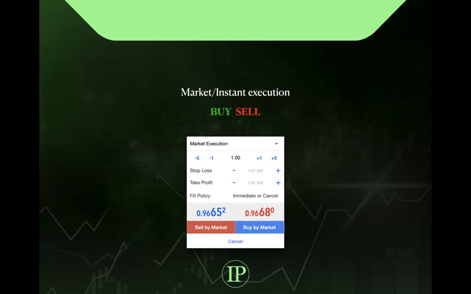So market execution means instantly, right now, as soon as I press this button, I will be filled in my position. So you can either sell by market or buy by market, which means the same thing, sell or buy, one of the two.